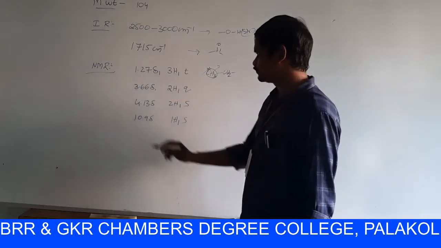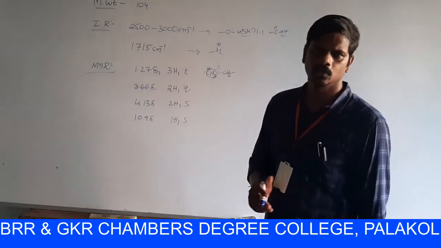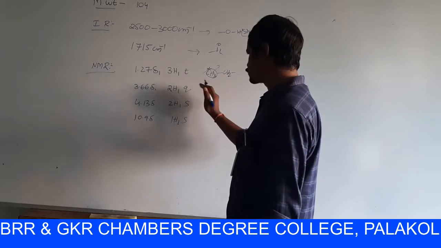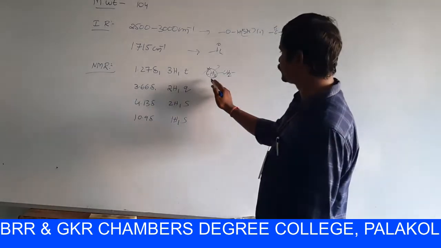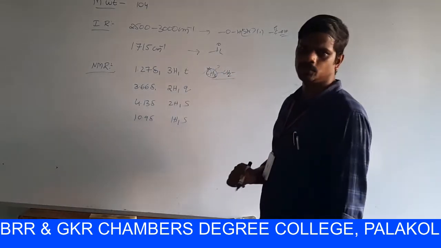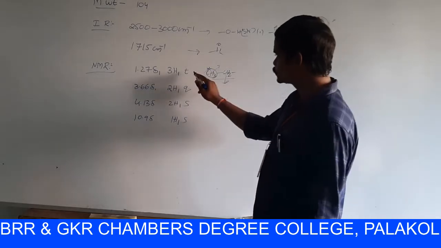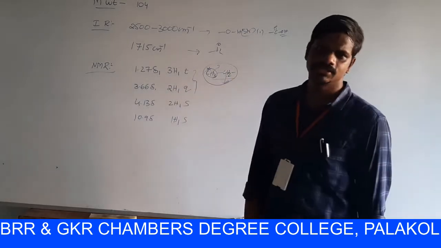And the second chemical shift value is 3.66 delta, 2 hydrogen quartet. How can we get a 2 hydrogen quartet? Again, a 2 hydrogen quartet means CH2 is attached to CH3. We already wrote one unit, that is CH3 is attached to CH2. Here we have one CH2 group. So for this CH2 group, we get a quartet. So for these two values, the common unit is CH3, CH2.